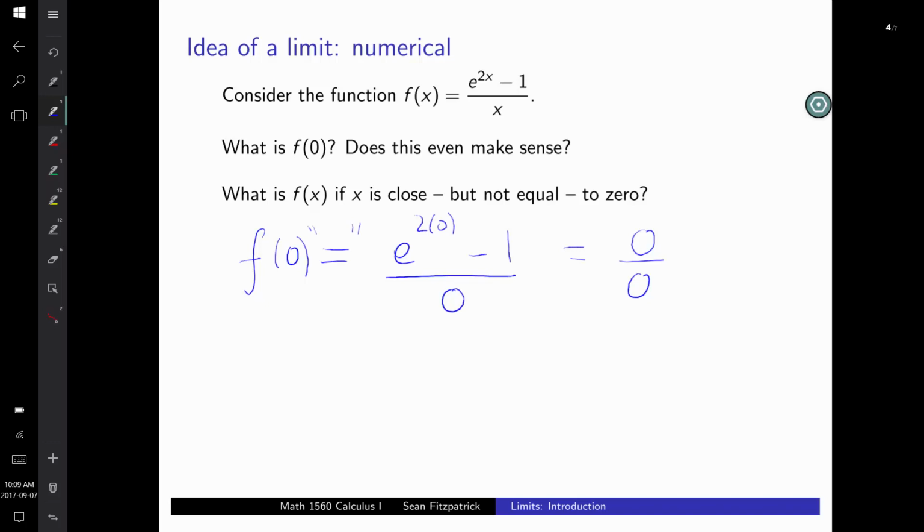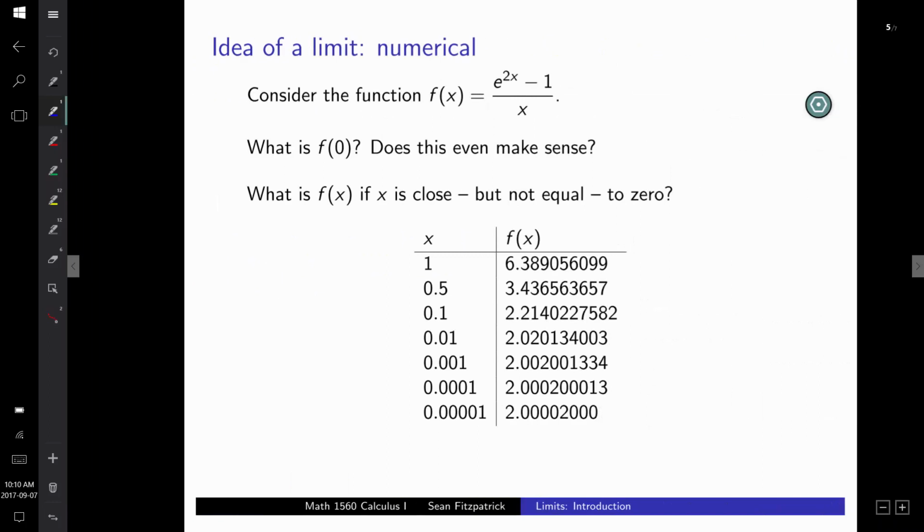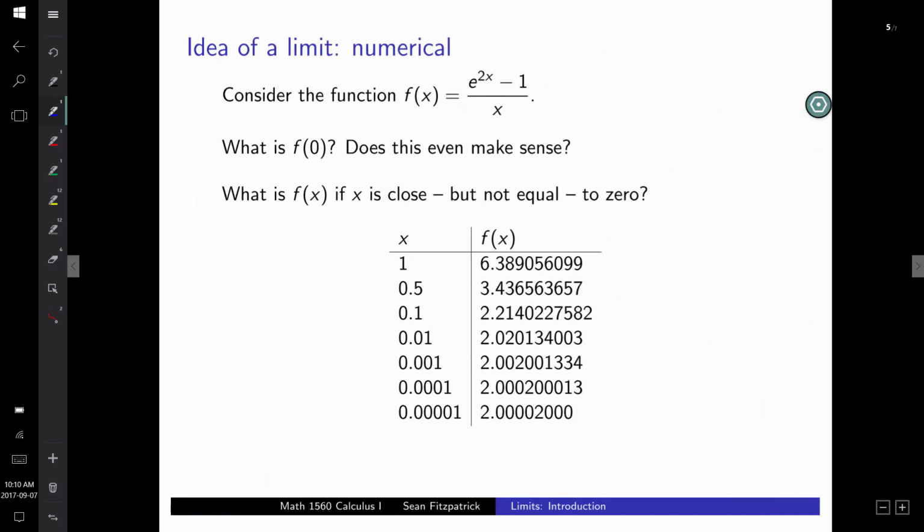So this doesn't work. But maybe I can talk about what happens if I'm not putting x equal to 0, but what if I consider really small numbers, so values of x that are close to 0? Then you get something like this table here. Instead of trying to plug in 0, let's try 1, right? If you're working with integers, 1 is pretty close to 0, but if you're working over the real numbers, 1's still pretty far away.